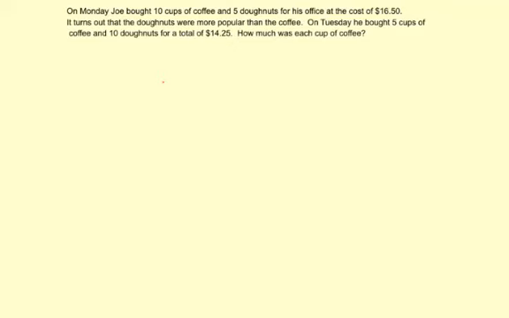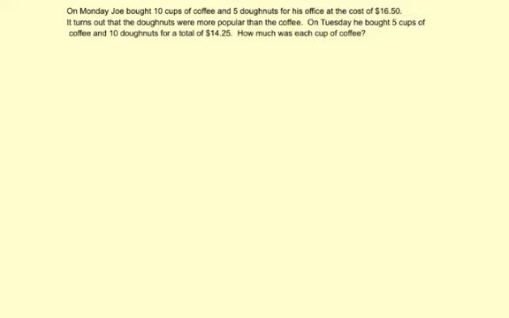So this lesson's about solving systems of equations using a calculator. We're going to take a look at that through this word problem here. On Monday, Joe bought 10 cups of coffee and 5 donuts for his office at a cost of $16.50. It turns out that the donuts were more popular than the coffee. On Tuesday, he bought 5 cups of coffee and 10 donuts for a total cost of $14.25. How much was each cup of coffee?